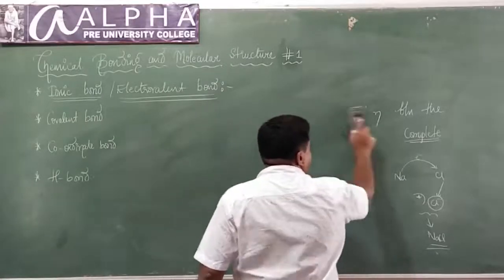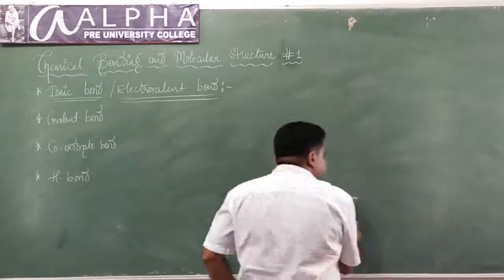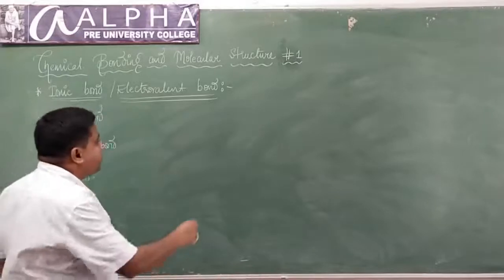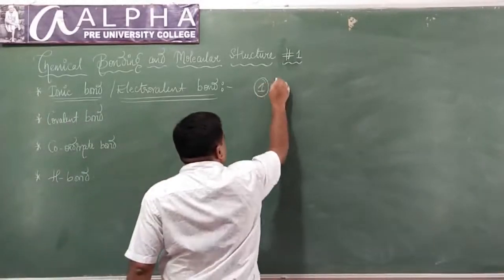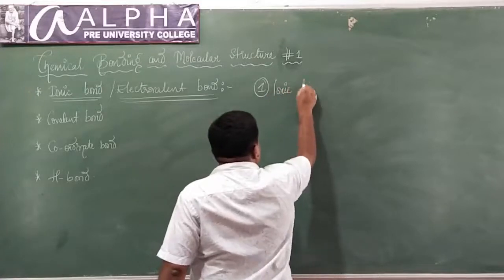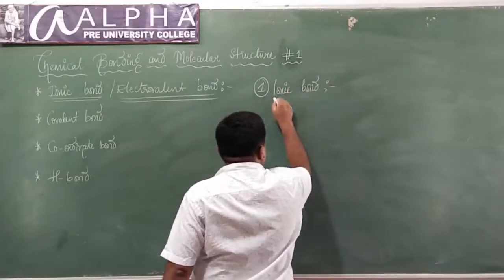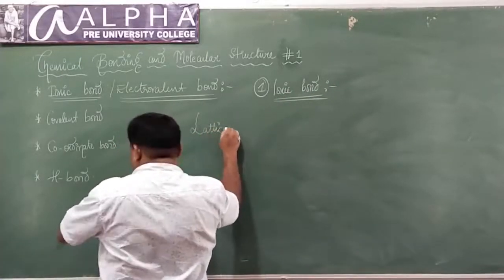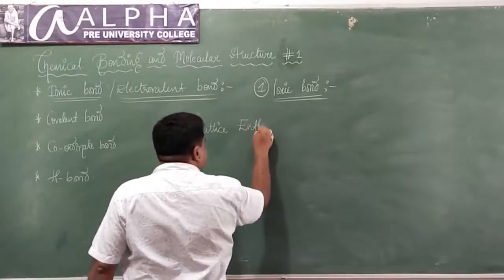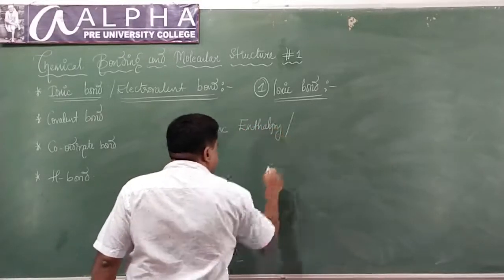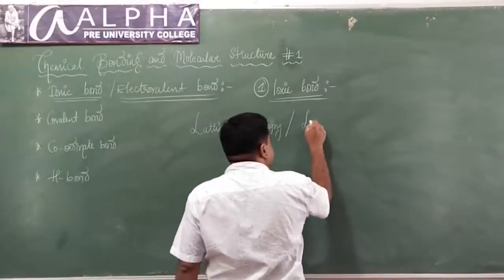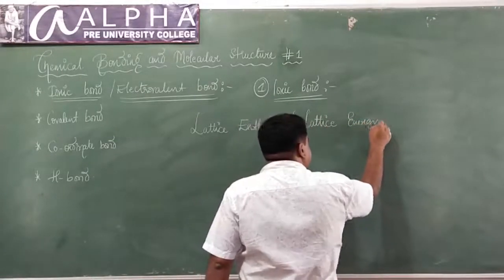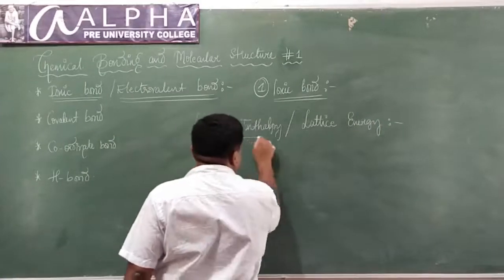Lattice enthalpy or lattice energy. Under ionic bond or electrovalent bond, I'm talking about the first bond. Please remember, that is ionic bond. Under this, you should know one definition. What is it? It is called lattice enthalpy, or lattice energy.